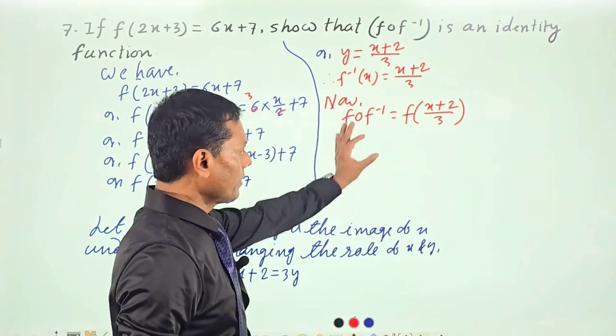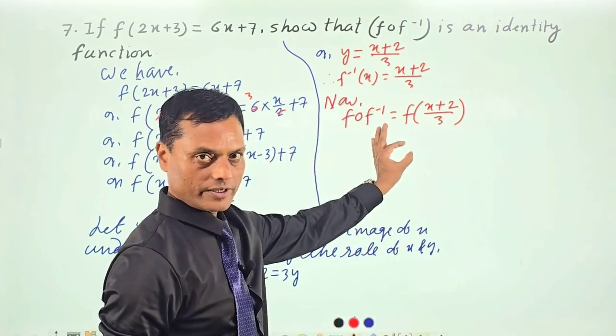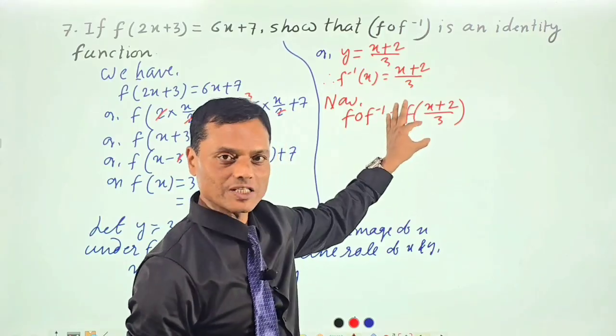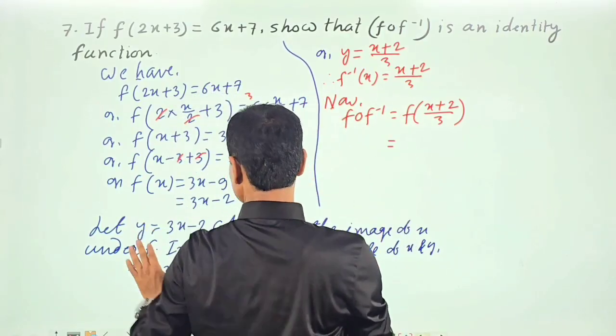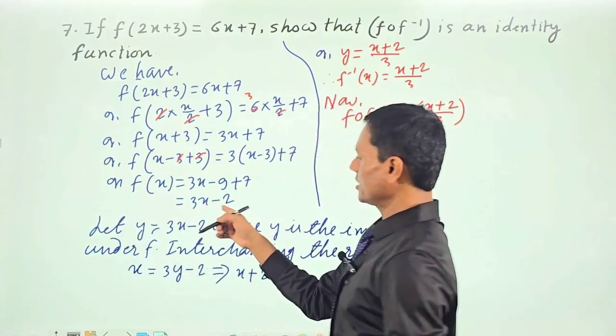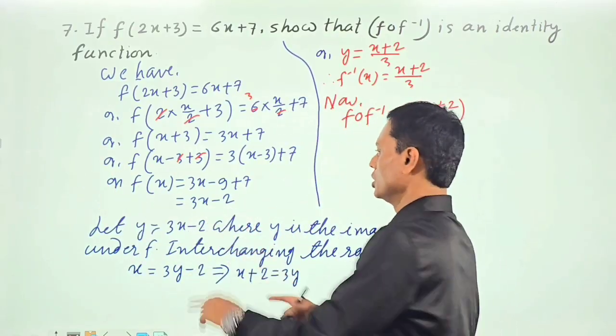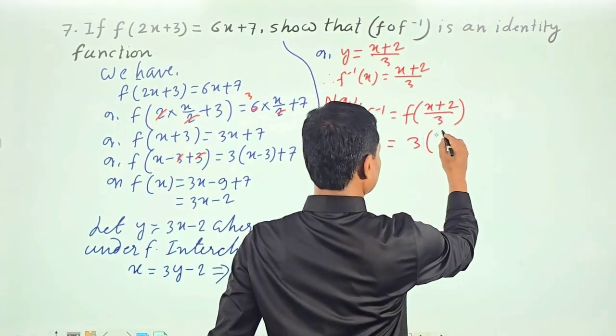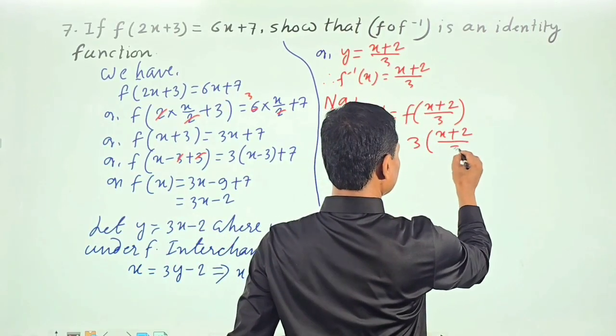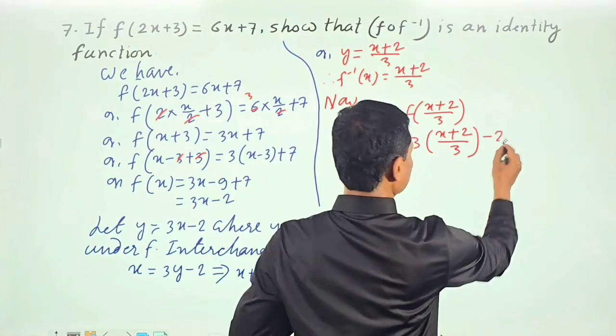Sure. Here the input is x plus 2 by 3. It means the value of x is replaced by x plus 2 by 3 in the function f. And we have the function f here, that is 3x minus 2. Have a look here, 3x minus 2. So I can write here 3 times (x plus 2 by 3), and then we have here minus 2.